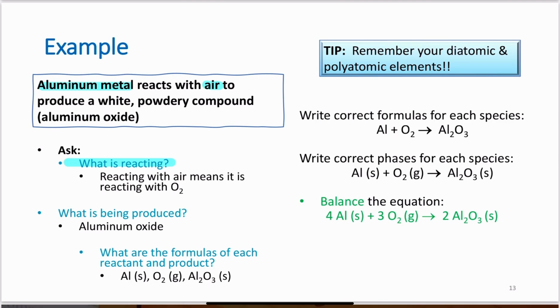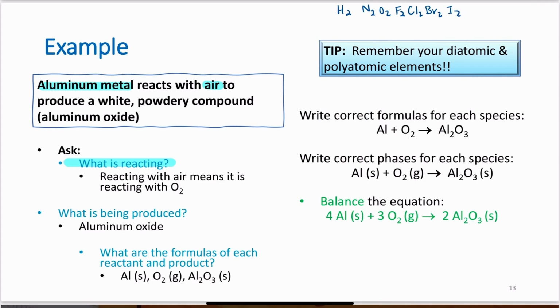Why are we not saying reacting with O2? I don't know. I didn't make it up. But when I say reacting with air, I really mean it's reacting with oxygen. Remember, oxygen is one of your diatomics. You need to remember your diatomic and polyatomic elements. So your diatomics: H2, N2, O2, F2, Cl2, Br2, I2. You got 7 of those.